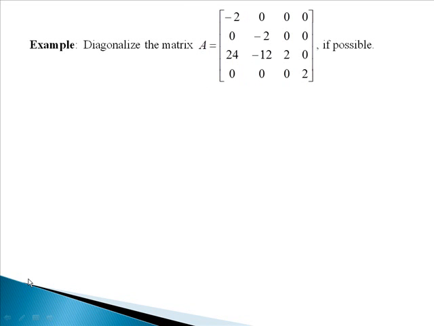So now I want you to diagonalize this matrix A, it's a 4 by 4, if possible. Remember that first you need to find the eigenvalues, then find the eigenvectors, and then set up your matrix P and your matrix D. But check before you do that to make sure that you end up with 4 linearly independent eigenvectors. If not, then it's not possible to diagonalize this. So work on it and we'll discuss it in class.